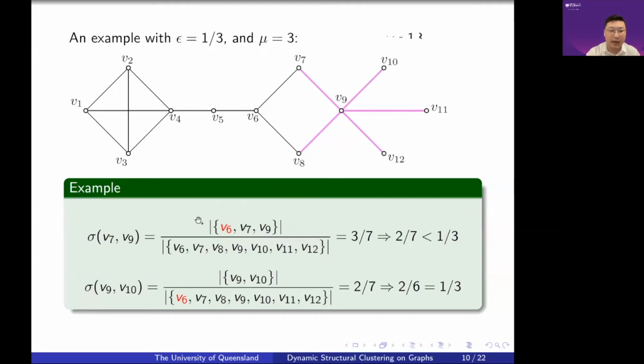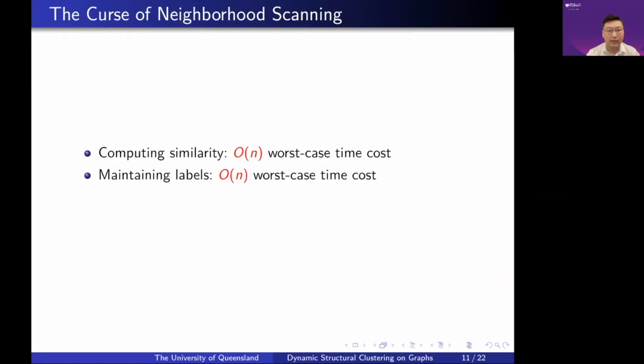After deleting V6, V9, sigma V7, V9 becomes 2/7, and it is smaller than 1/3 now. So the label of edge V7, V9 flips from similar to dissimilar after the deletion. In fact, all the edges I marked in color here have their labels flipped after the deletion. So if the neighborhood size of V9 is large, maintaining the labels of these affected edges may cost O(n) worst case time. We'll summarize the problems that the state-of-the-art algorithm faces as the curse of neighborhood scanning.